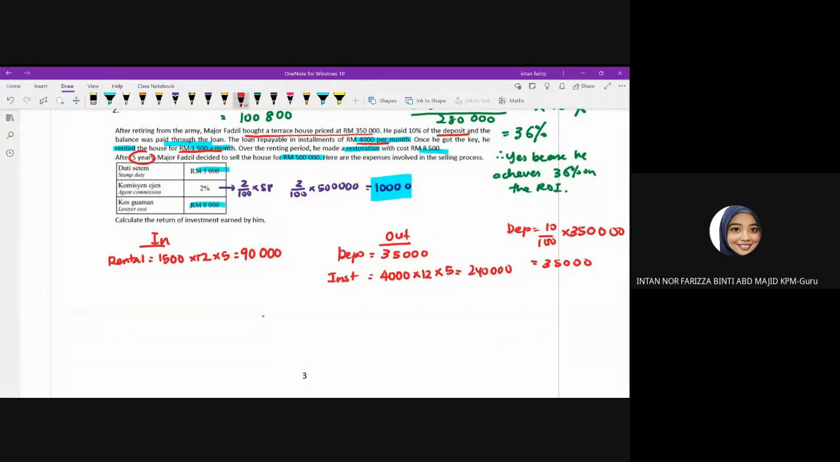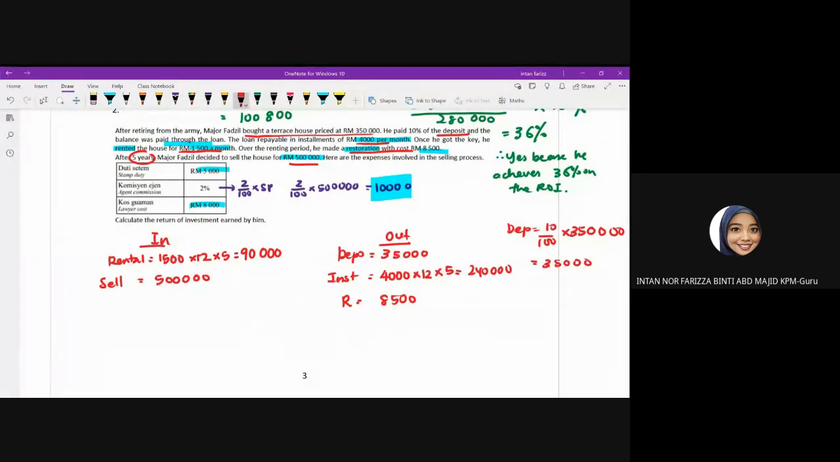So after renting, he made a restoration. Restoration means renovation. So of course it's money out because he spent it. So 8,500. Now he wants to sell the house for 500,000. So where should I put my 500,000? Is it in or out? 500,000 in or out? Yes, very good. In. Always the same person who answers. Where are the others? So sell, this one will be 500,000.